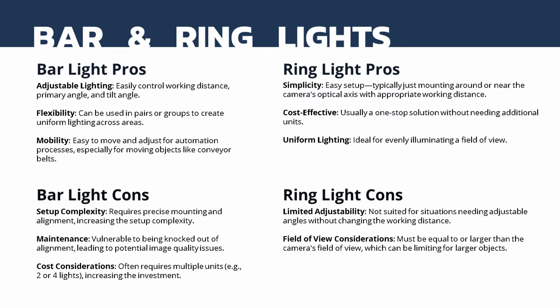Pros for the bar lights include the fact that they're more adjustable. We can control the working distance to the object, the primary angle to the object, and a tilt angle to the object. So between changing the primary angle up and down, tilting along that axis, and moving in and out along that axis to vary our light working distance, we have a lot of adjustability. They're also strong because we can use them in even pairs or 4 of them to make even and opposite light gradients and create a very uniform lighted area in the middle of the bar lights.